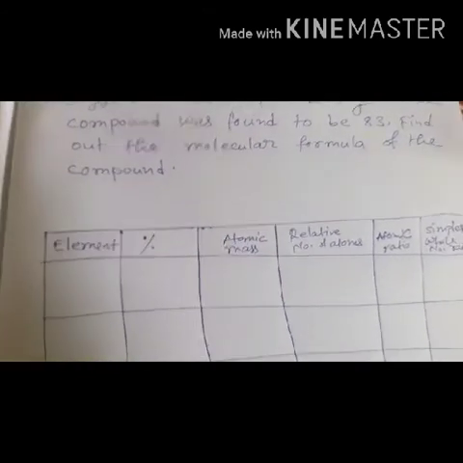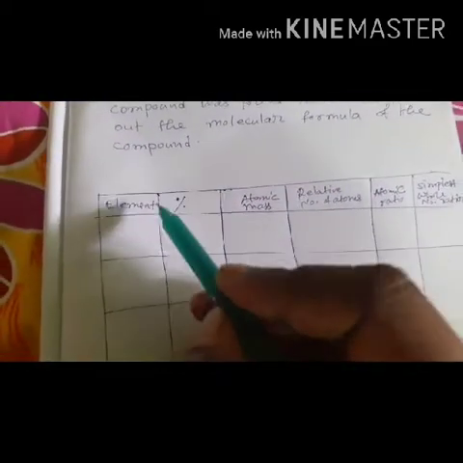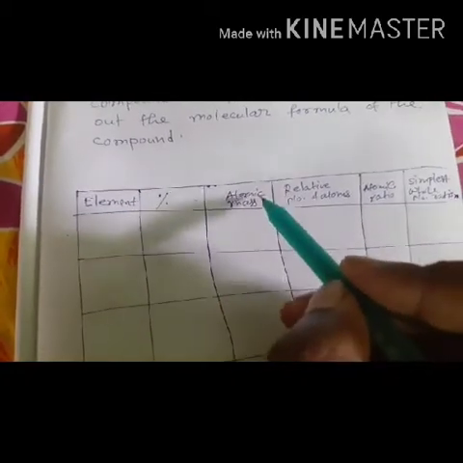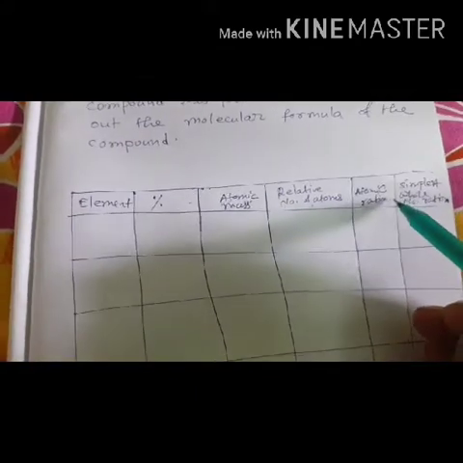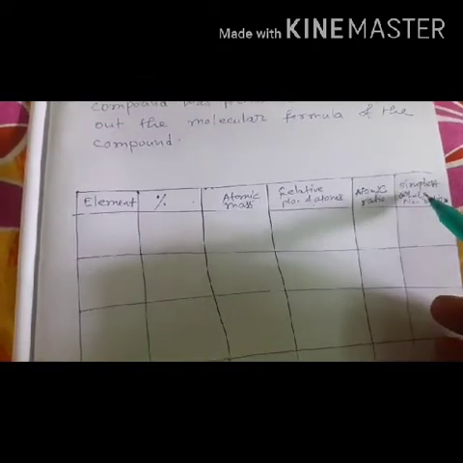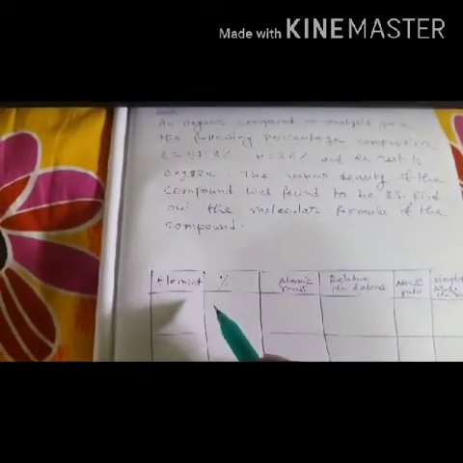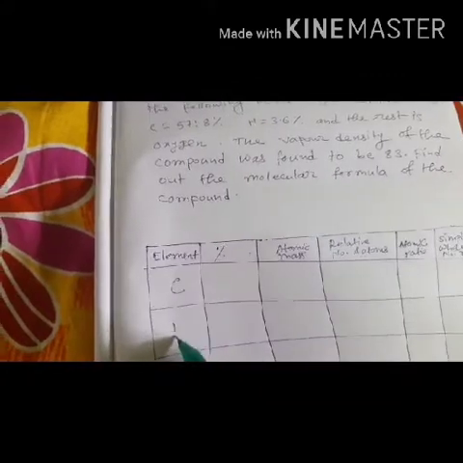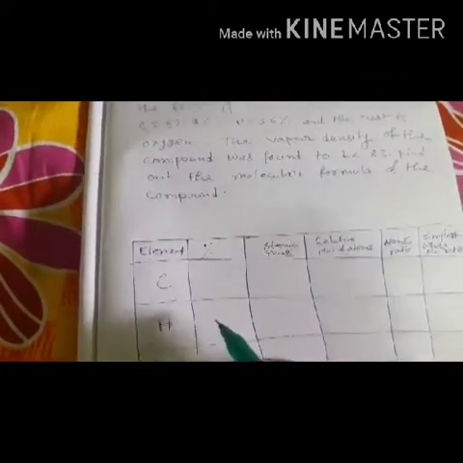Now what you have to do is make a table like this. See, the element is given, then the percentage composition, then the atomic mass, after that the relative number of atoms, then the atomic ratio, then the simplest whole number ratio. So here you see in the compound what elements are given? Carbon, write the symbol C, hydrogen, and the rest is oxygen, so we write O.